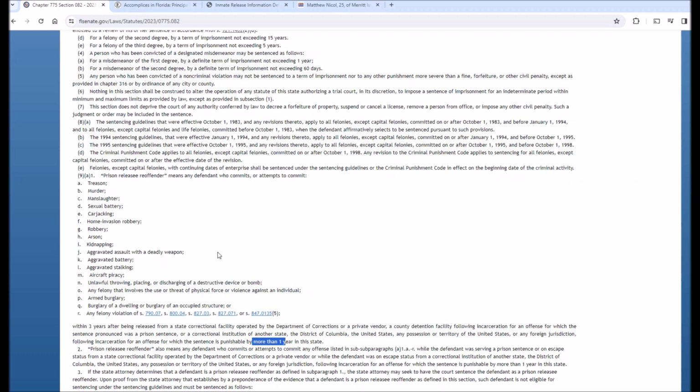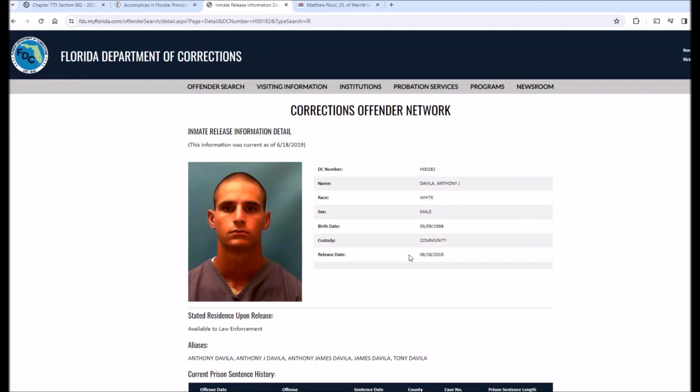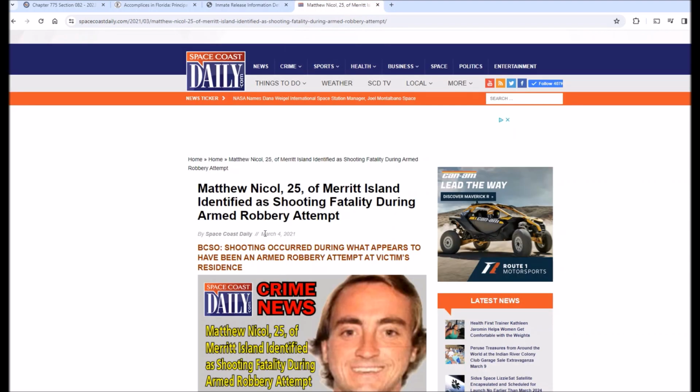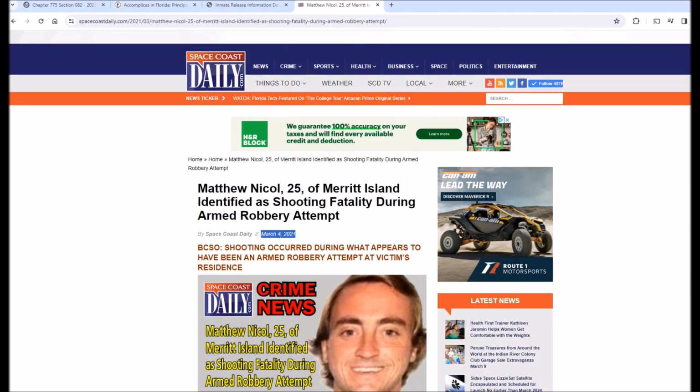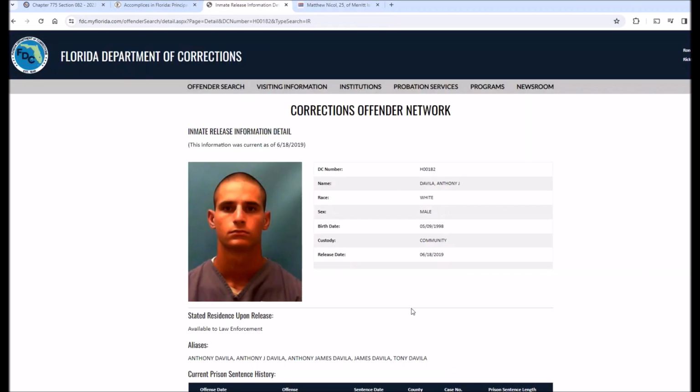But when did he get out? Because it's got to be within 3 years after that. So let's see. Davila got out June 16th, 2019. 3 years after that would be 2020, 2021, 2022. When was Matthew Nicole murdered? Matthew Nicole was killed on March 3rd, 2021. That's not even 2 years later. So, Anthony Davila is going to prison for the rest of his life.